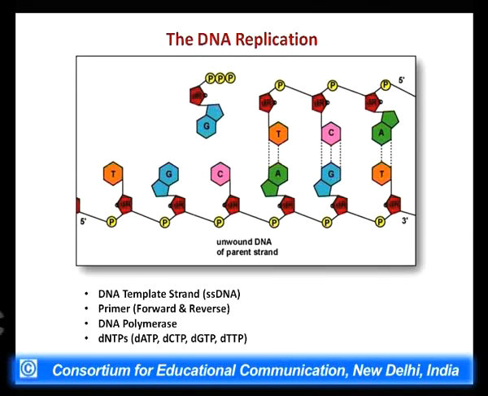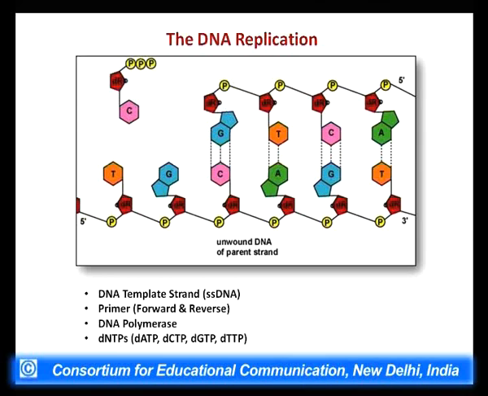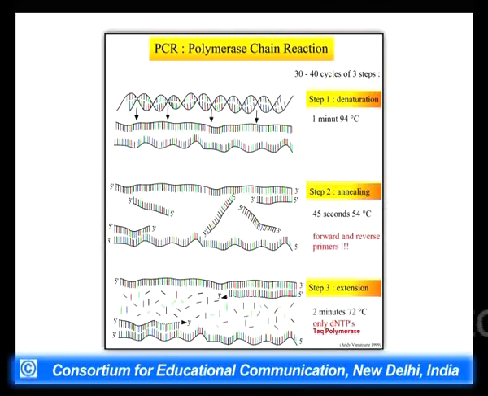Now, what Kary Mullis did is he replicated exactly this phenomenon in a test tube or a small Eppendorf tube. He carried out the polymerase chain reaction in an Eppendorf tube or a small vial, in which he followed 3 steps.